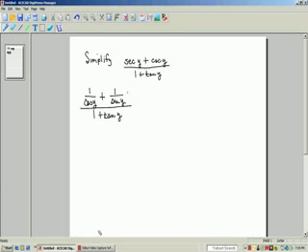Now, in order to simplify, we have this complex fraction. If we look at the numerator, we're adding two expressions. To get a common denominator, we would have to multiply by cosine y times sine y. So let's multiply numerator and denominator by cosine y times sine y.